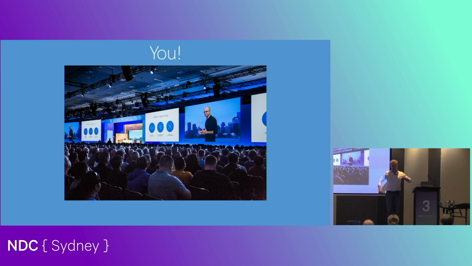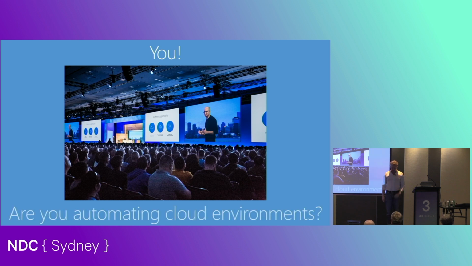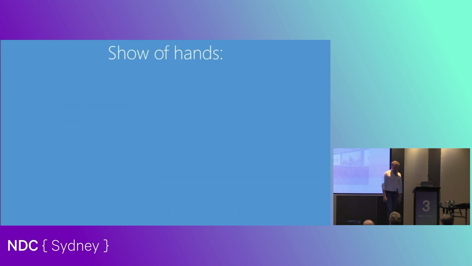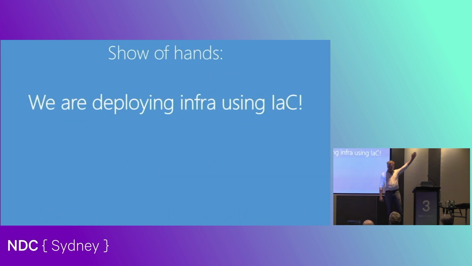So we're going to start by doing some light stretching. And that's going to be by show of hands. So the topic is of course, are you automating your cloud environments? I'm going to ask you a couple of questions. Really simple ones, don't worry. So first question, by show of hands. We are deploying infrastructure using IaC, like infrastructure as code. We're using templates to deploy our infrastructure, not just portal, click, click, deploy things. A bunch of people are doing that, great.